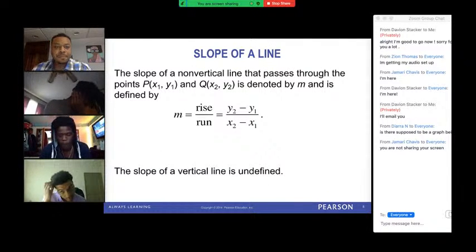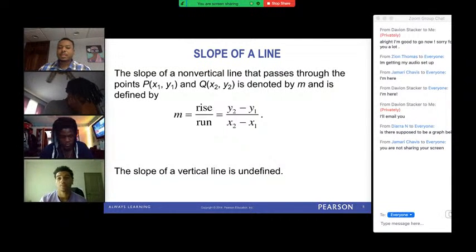Okay, anyway. So then we have the slope of the line. Slope is nothing but rise over run, which is the change in y over change in x. And this is going to be our y2 minus y1 over x2 minus x1.